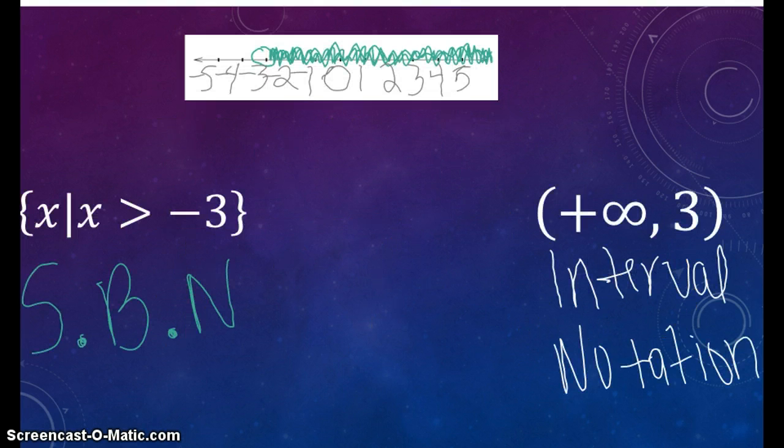On the left is my set builder notation. On the right is my interval notation. My graph shows an open circle because there's no greater than or equal to sign under the greater than, and it's shaded to the right because x is greater than negative 3.